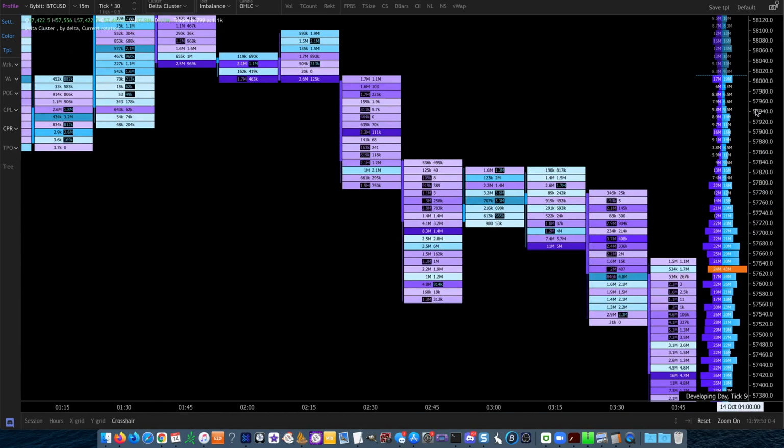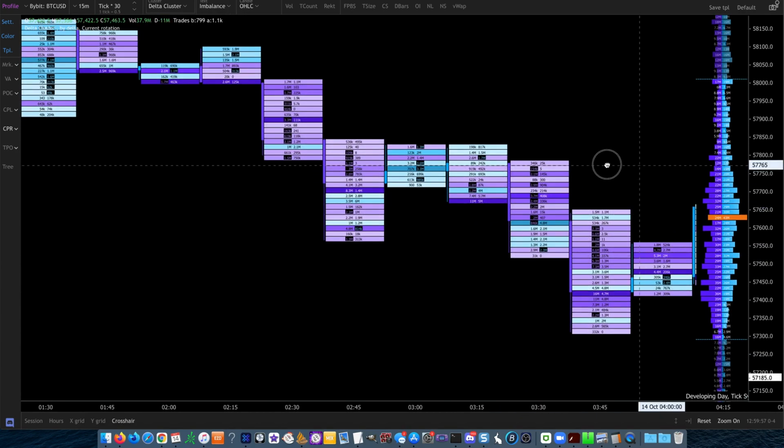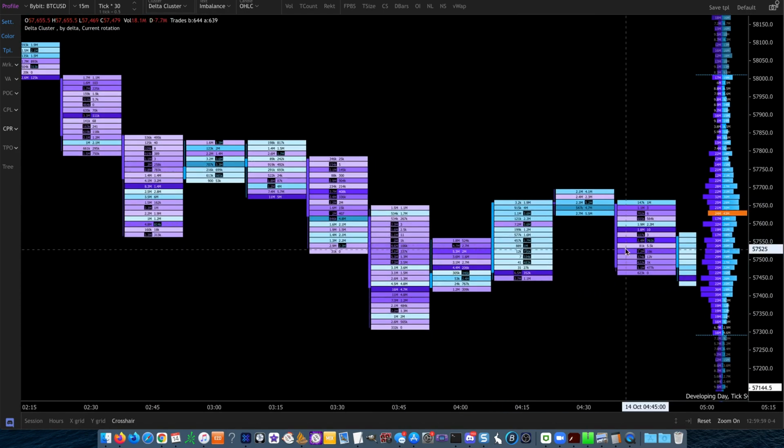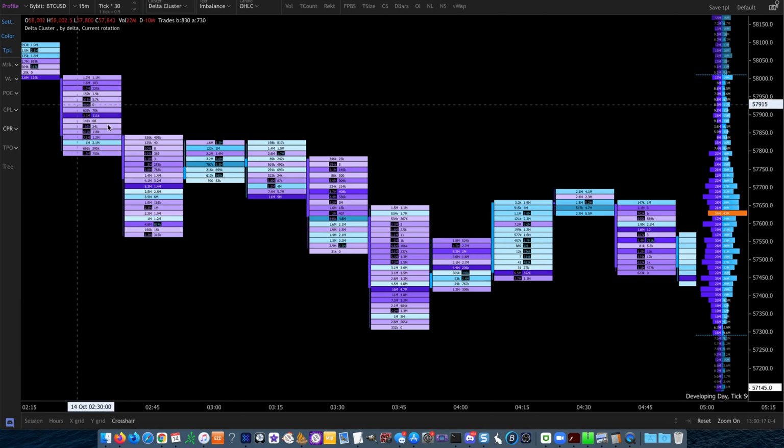Now over here on the right-hand side, this is a bid-ask profile for the entire day so far, the entire developing day. It's giving us a point of control right here. This is a volume point of control for the entire day. And then this is, at the price, what was the bid-ask profile overall for that specific price for the entire day. So it's very helpful.